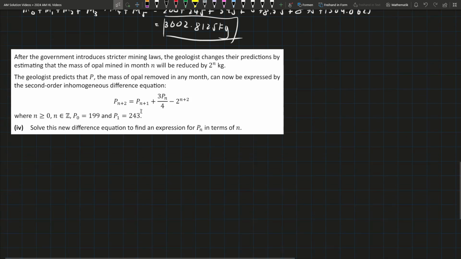So now they take the same difference equation. They seem to like doing this. They take the same difference equation but make it inhomogeneous by adding this part. We need to solve the new one. So the only difference now is that now we have a particular solution.